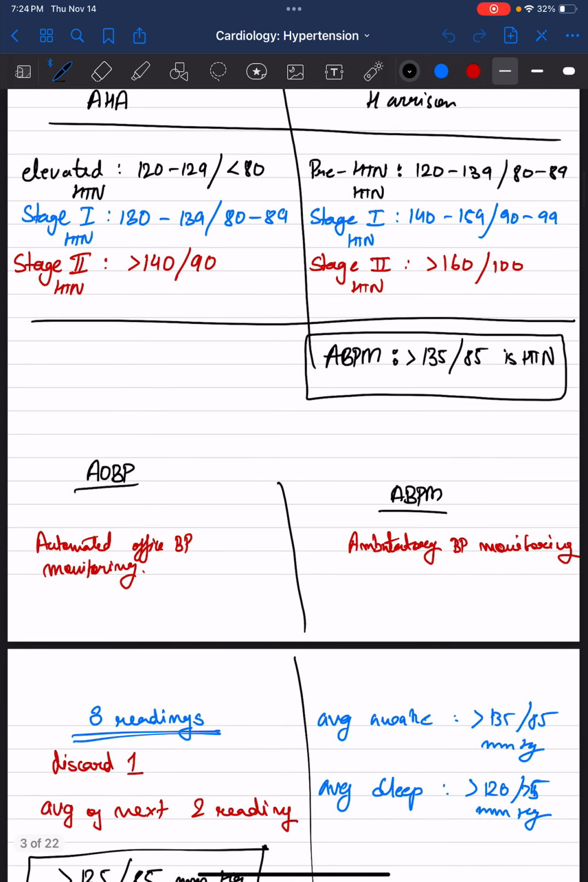And I have noted this here: if the patient is doing ambulatory blood pressure monitoring, a BP of more than 135 by 85 is hypertension in ambulatory blood pressure monitoring.